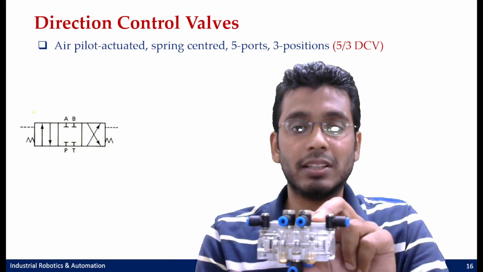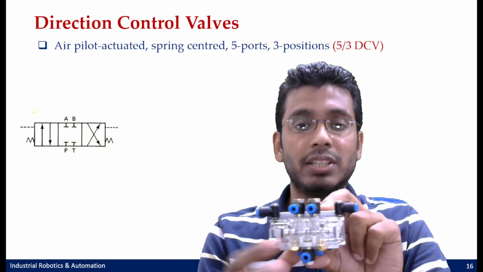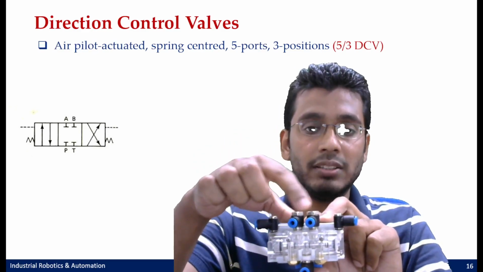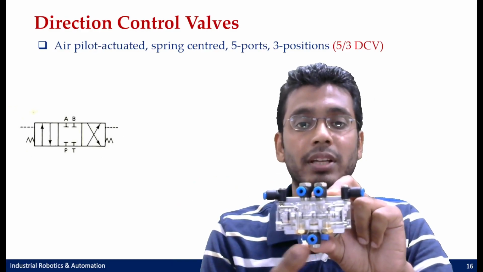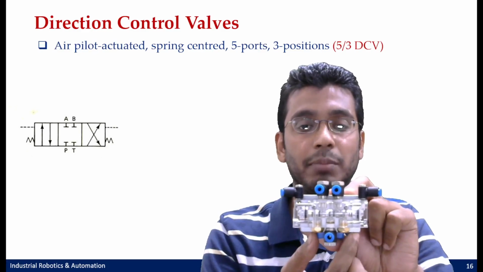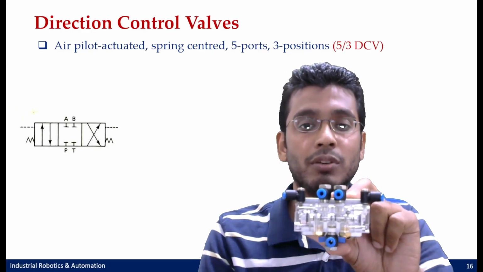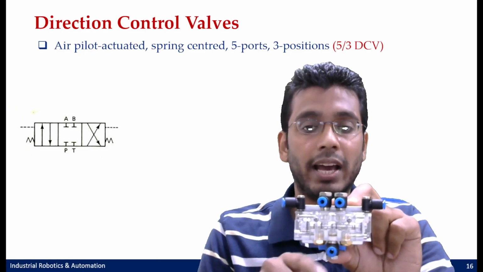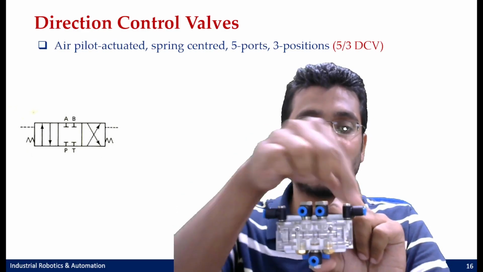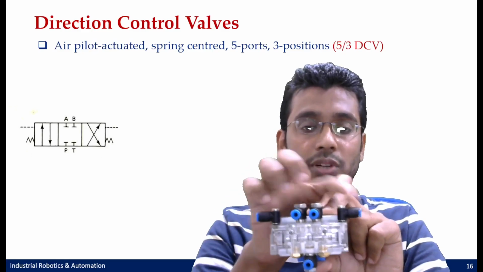So how many ports does this valve have? If it is in a 5x3 configuration, this would have 7 ports. 5 ports for the valve, that is 1, 2, 3, and these 2 exhaust ports. Had this been a hydraulic valve instead of a pneumatic one, then these 2 ports would also be there for draining out the liquid. And apart from these 5 ports, these 2 ports are your pilot actuated ports, pilot ports for the pilot lines.